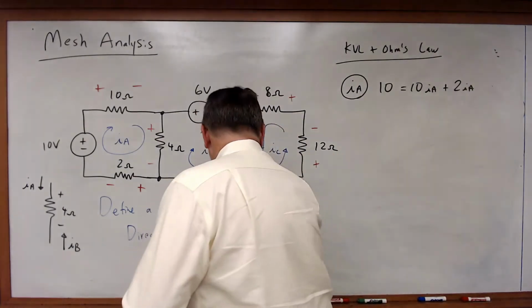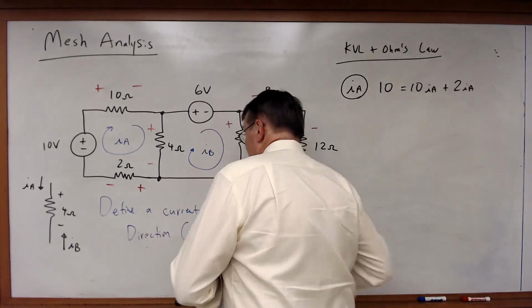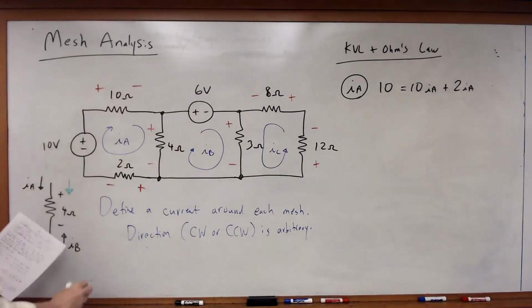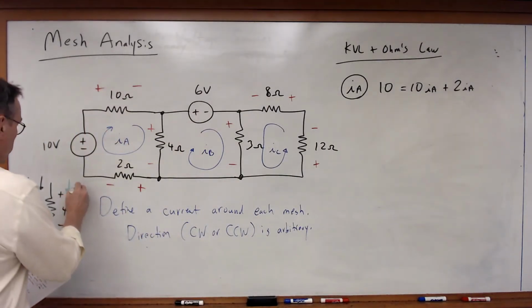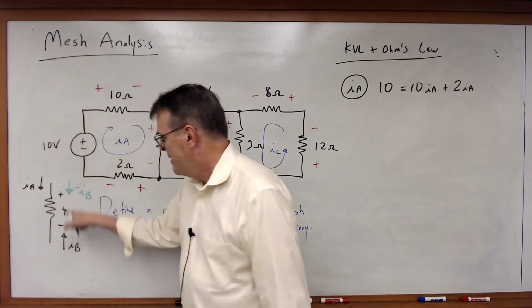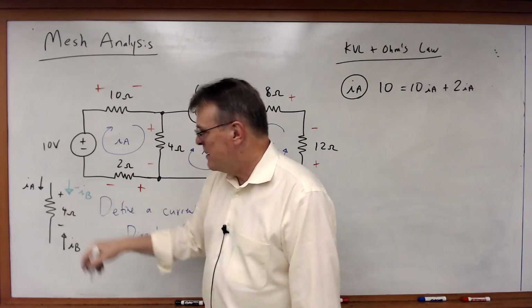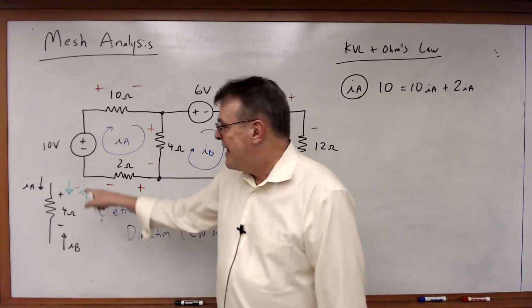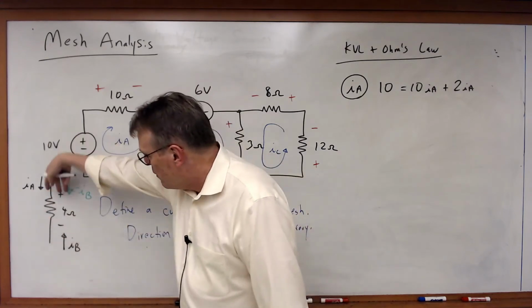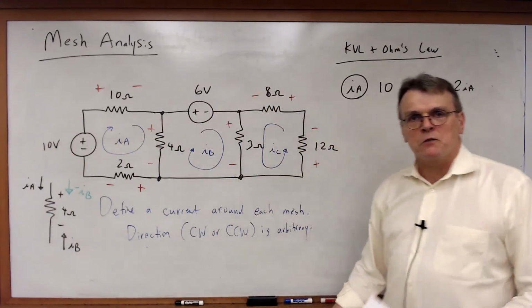Let's do this. Let's reverse this and call this minus IB. I'm changing the direction, changing the sign. Now the IB current follows the passive sign convention. Both currents enter the top of the resistor.